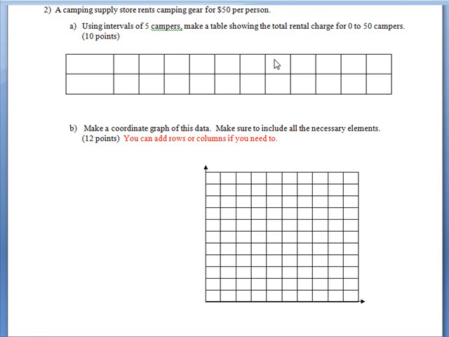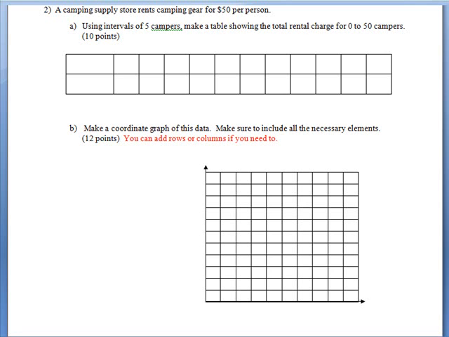Now when we look at this statement, we'll see that the rental charge is going to depend on how many campers there are, because the camping supply store rents camping gear for $50 per person. So the charge is going to depend on the campers. Since the rental charge depends on how many campers, the rental charge would be the dependent variable. So by default, the campers would be the independent.